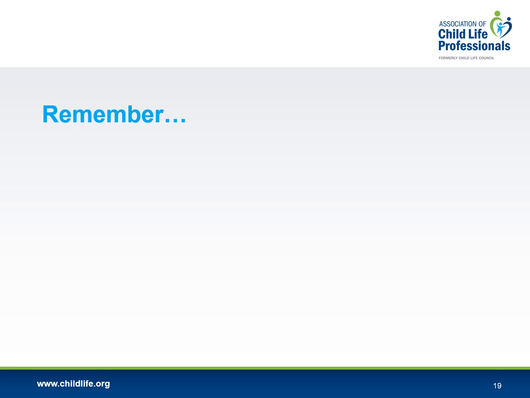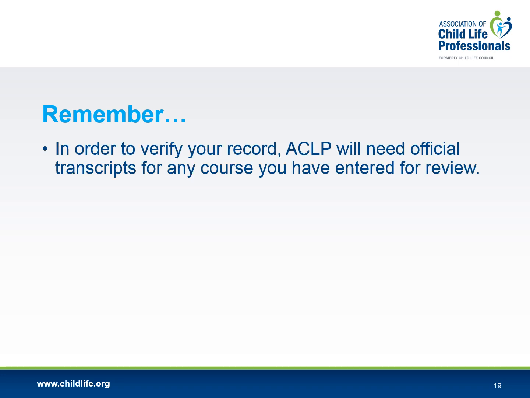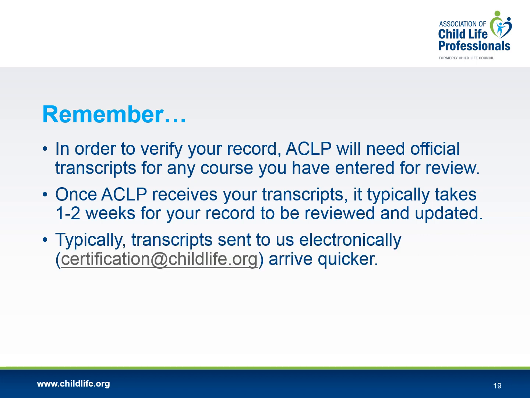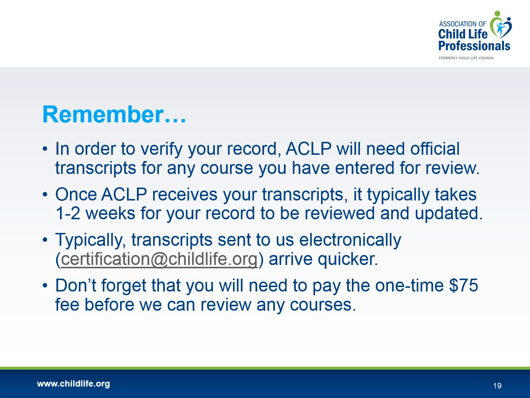So a couple of things to remember. In order for us to verify your records or your courses for review, we need to see your official transcripts for any course that you enter for review. Once we receive your transcripts, it takes about 1 to 2 weeks for us to review and update your courses. Typically, transcripts are sent electronically to certification@childlife.org, and it's a quicker turnaround. You can also have your school mail them to us to the address that's listed on our website. Don't forget that you need to pay your one-time $75 fee before we can review any of your courses.